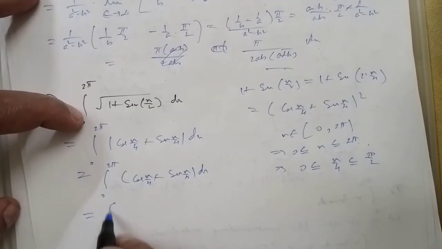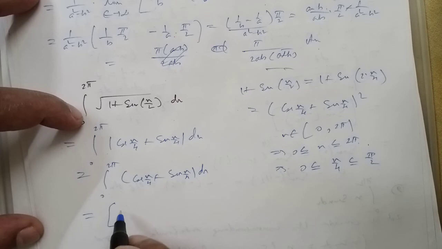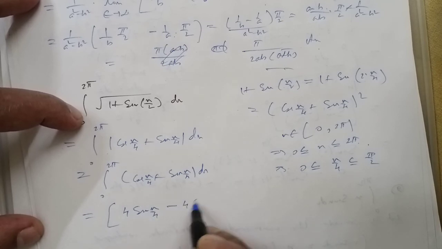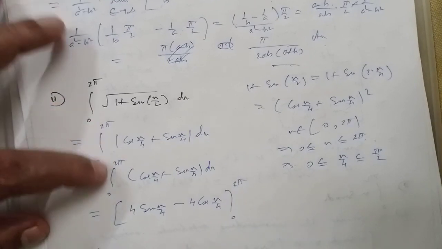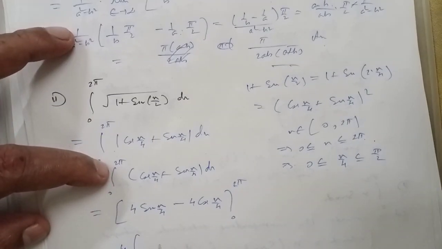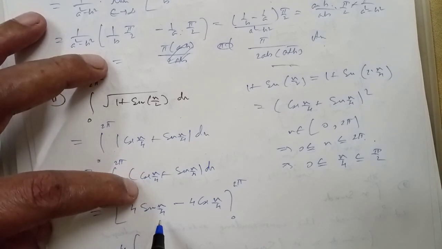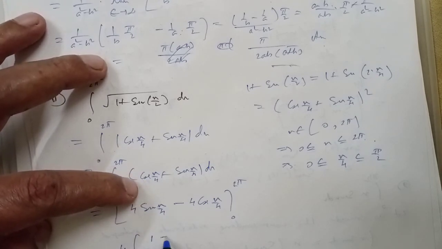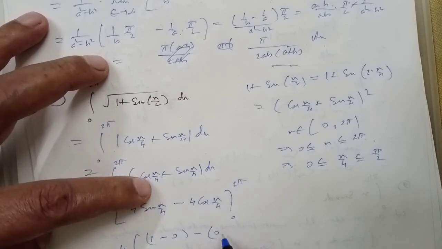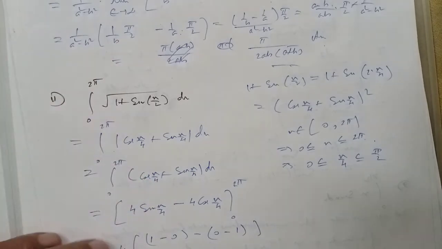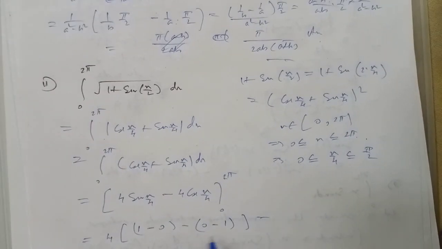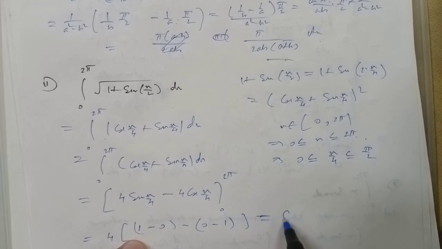Now just do the integral of cos of x by 4. This will be sine of x by 4 by 1 by 4, that is 4 sine of x by 4. This will be minus 4 cos of x by 4, from 0 to 2 pi. Take 4 common outside. Put 2 pi here, so this will become sine of pi by 2. Sine of pi by 2 is 1. Cos of pi by 2 is 0. Minus 0, and then this is 1. So finally you get 1 plus 1, which is 4 into 2, so 8 is your answer.